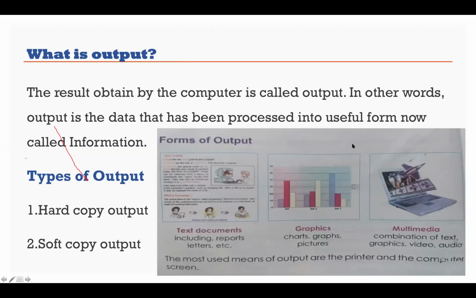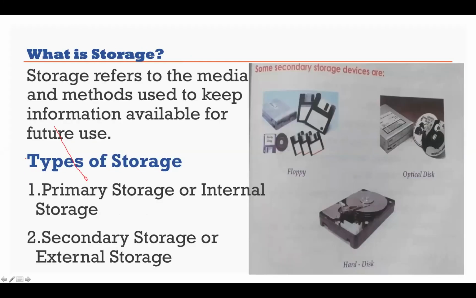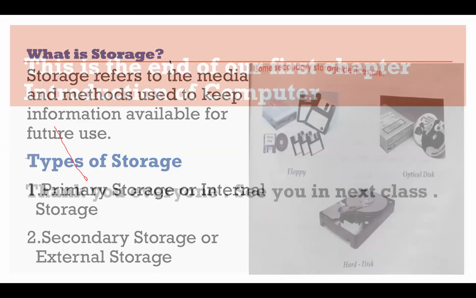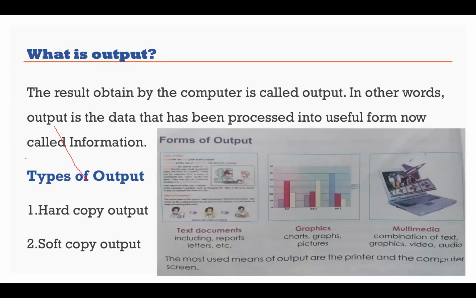Now, what is output? The result obtained by the computer is called output. In other words, output is data that has been processed into a useful form, now called information. Whatever result you get, that result is the information for you. So when you give input to the computer, the computer will do its processing. When the processing is complete, you will get a result. That result is known as output.